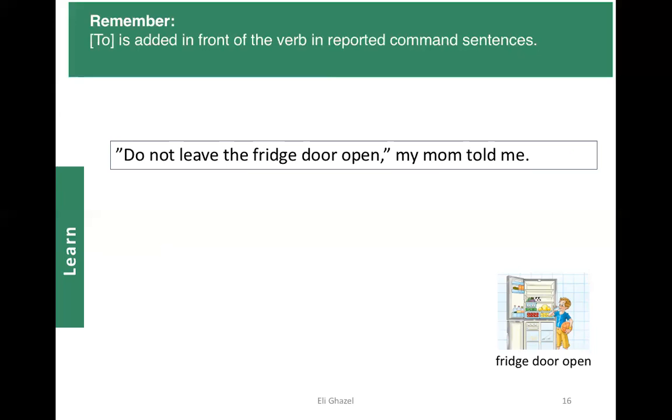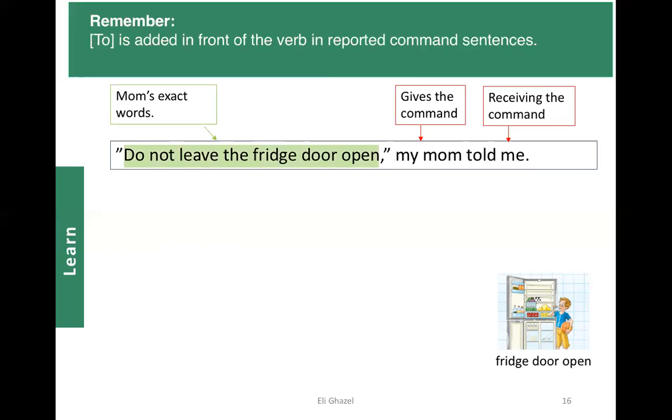Again, very subtle, right? Okay. Now, what do we need to do? Who gives the command and who receives the command? My mom gave the command. She told it to me, so I am the person receiving it. The direct speech, or the exact words, are: do not leave the fridge door open.